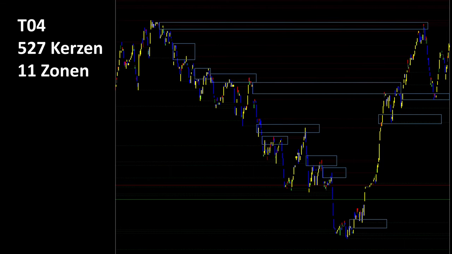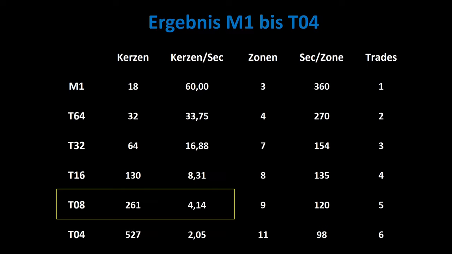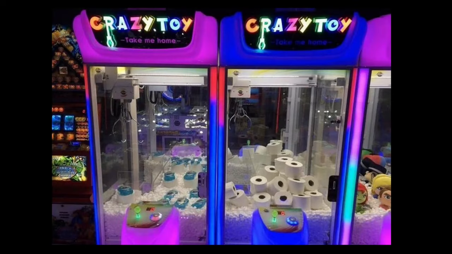In the M1, 3 zones were created in 18 minutes, which means a zone was created every 6 minutes, from which you could easily have placed a trade. In T08, there were 15 times more candles and a new zone every 2 minutes, which would have enabled significantly more trades. You probably all know the gripper arm machines that were particularly popular during the corona pandemic.